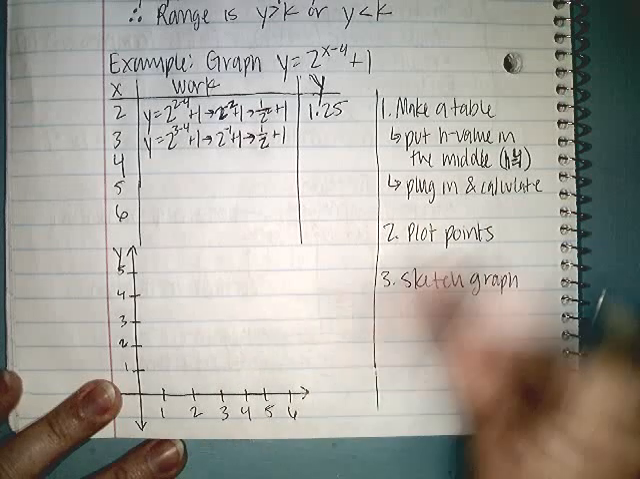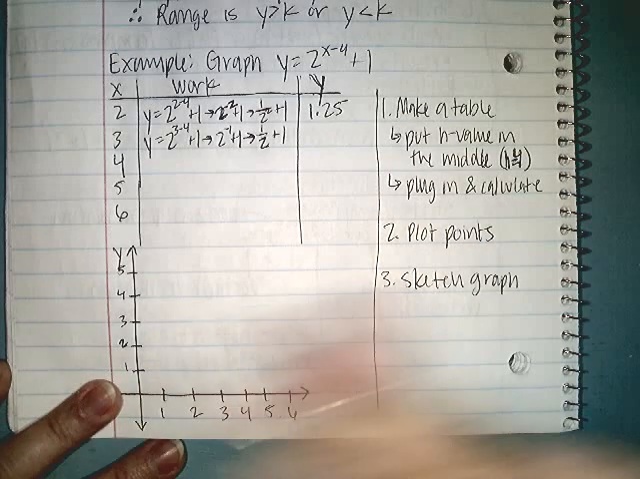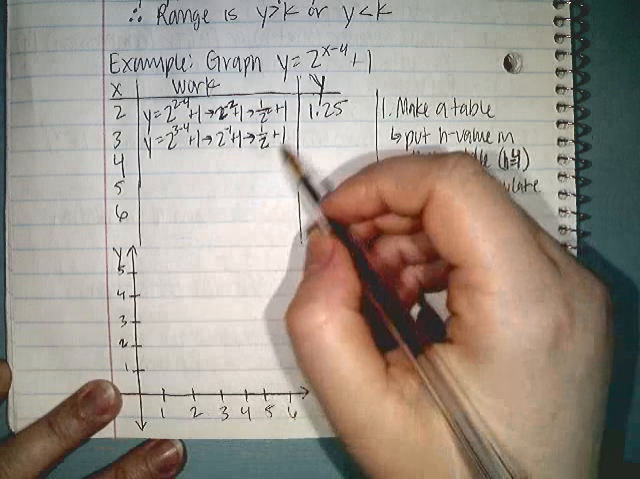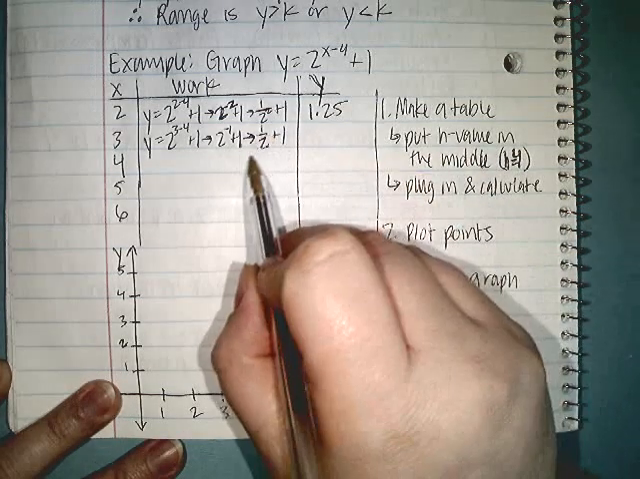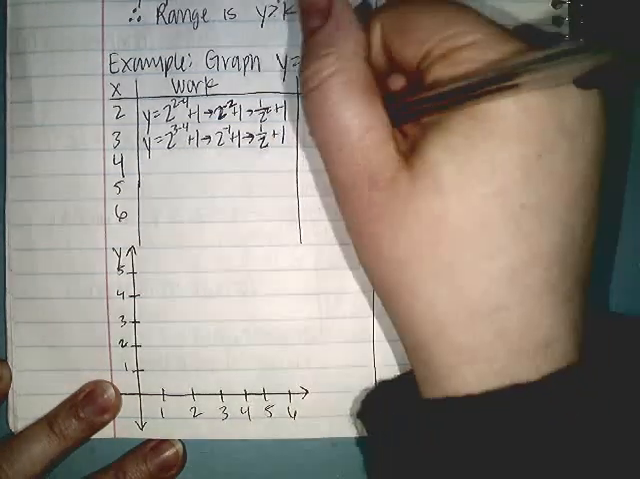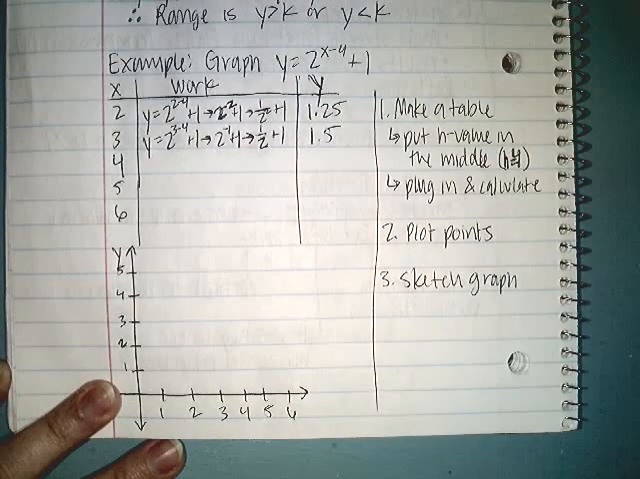So maybe that will indicate to you why we're never going to get into the negatives or why we end up with asymptotes. But we'll talk more about that later. So I end up with 1/2 plus 1, which is 1.5. I'm going to keep going.